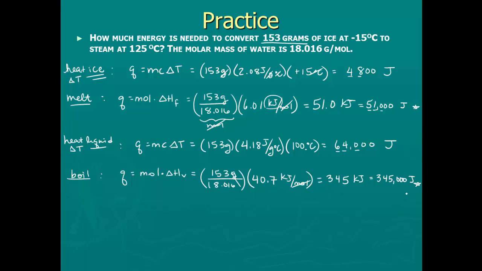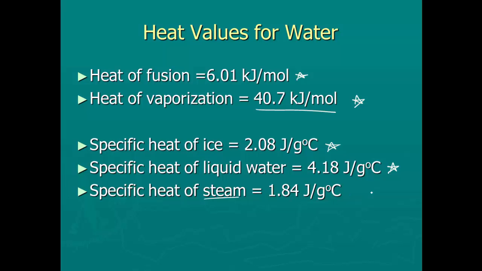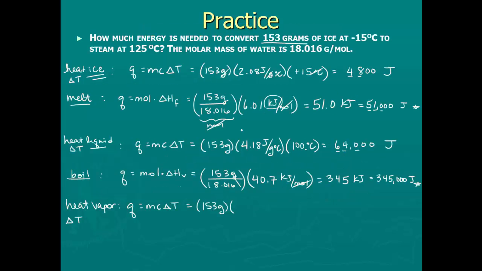We'll talk about that in a second. Last step, we're almost there. We've done 1, 2, 3, 4 of the 5 calculations. Finally, we need to heat the vapor, or the gas, that we've created. Heating is that final temperature change. So going back to Q equals mc delta T, the mass is still the same, 153 grams. The specific heat, we need it for the vapor phase, so the specific heat of steam, 1.84 joules per gram per degree Celsius.